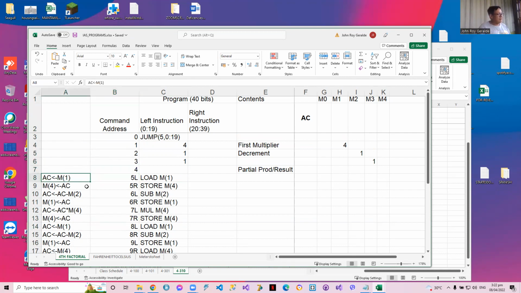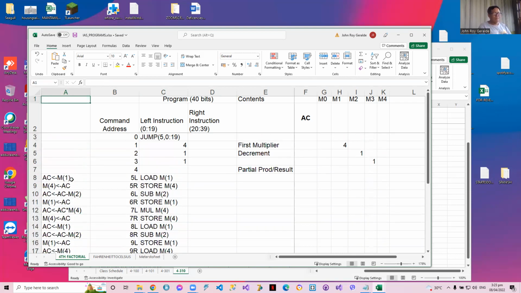And then you have to be used to this. These are micro instructions. This designates the flow of data. When we say load M1, the micro instruction is actually AC receives M1. Do you follow? And when we say store M4, M4 receives AC. Do you follow? And when we say sub M2, we mean AC receives AC minus M of 2. Store M1, M of 1 receives AC. Do you follow?